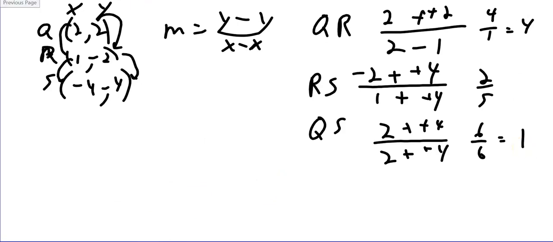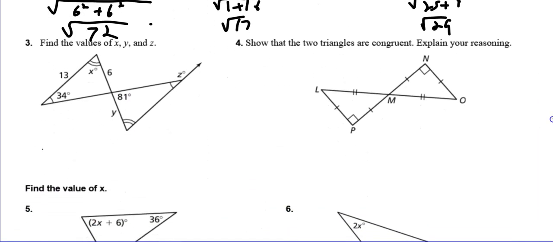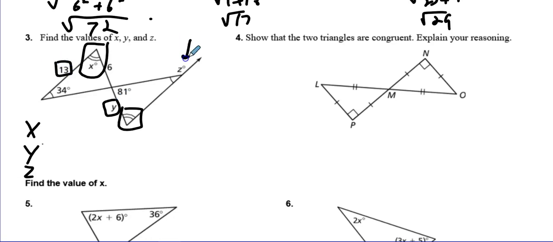All right, back to the previous page. Number 3, find the values of x, y, and z. Okay, well, first off, you want to look at markings. So x is the same measurement as right here. Okay, we don't know that yet. Y is a side. Notice how it's outside. Okay, so most likely it's going to be here, but let's verify. And z is an exterior angle.